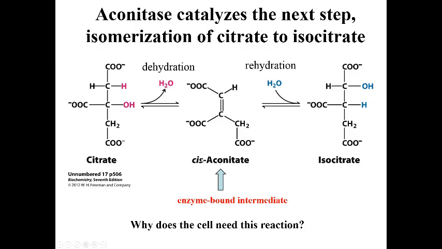Okay? So this enzyme contains an iron-sulfur center that allows you to run this reaction forward. The iron-sulfur center plays a role both in substrate binding and in catalysis.